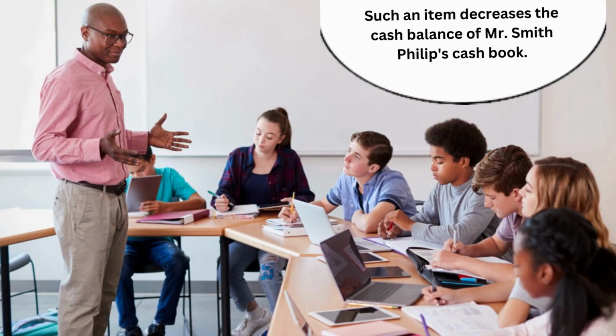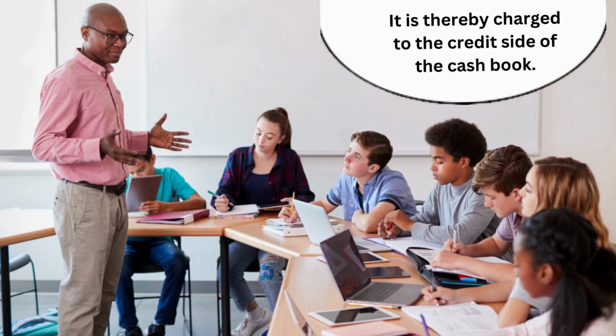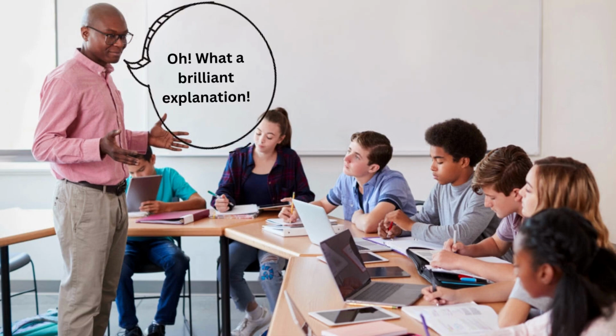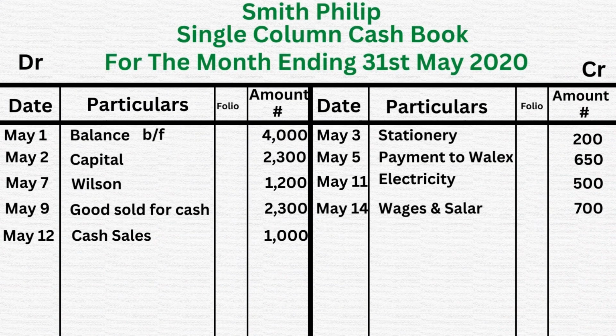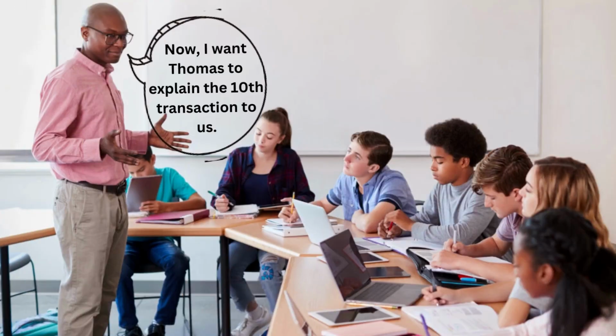Such an item decreases the cash balance of Mr. Smith Philip's cash book. It is thereby charged to the credit side of the cash book. Oh, what a brilliant explanation. You are very accurately correct. Hence, I thereby record it on the credit side of the cash book.